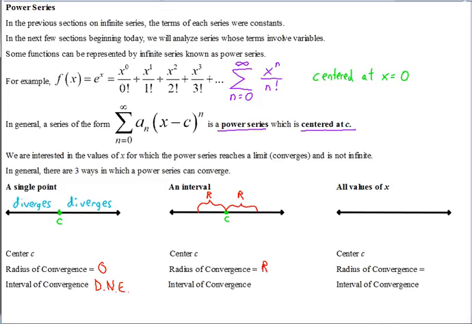At the endpoints there, this would be c plus R, and this would be the center minus R. It's either going to converge or diverge right at the endpoints. If it converges, then at that endpoint we can use a bracket to show it includes the endpoint. But if it doesn't converge at the endpoint, then we can use a parenthesis to show it's not included. It just depends on the problem. Sometimes at the endpoints it will converge, sometimes it won't. And outside that interval, it diverges for all x values that are not in the interval.